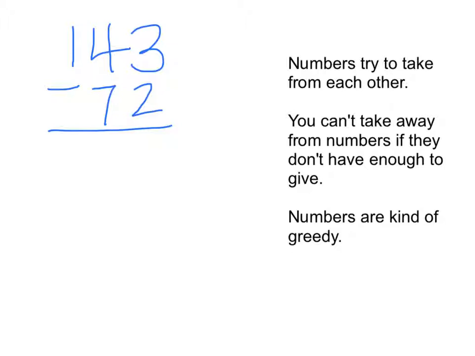The first thing is that numbers try to take from each other. The second is that you can't take away from numbers if they don't have enough to give. And third, numbers are kind of greedy, and you'll see why as soon as we do this video.